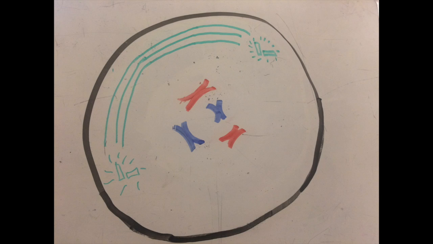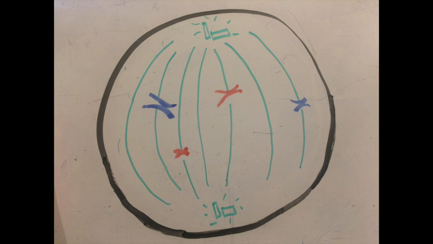At this point, we would consider it late prophase, and we'll see the spindle fibers start to attach themselves to the chromosomes to help push and pull them around the cell. Here we can see that the spindle fibers have attached themselves to all of the chromosomes and will begin to pull them towards the middle, leading into what we know as the metaphase.